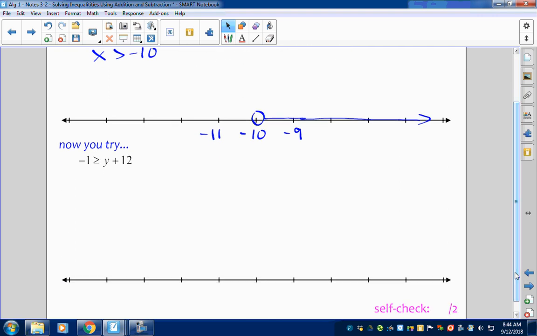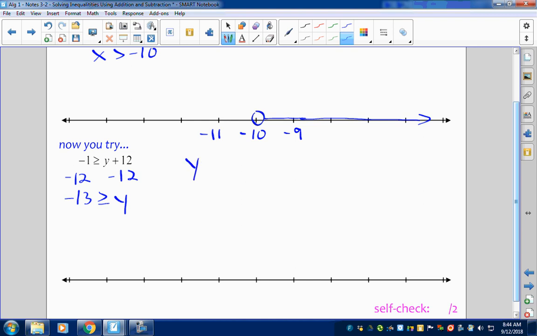And then this one, when we have the y on the right, I would encourage you just to move it around here, just to be consistent. If we flip it around so that it's y is less than or equal to negative 13, I think that might make it easier. Place the negative 13 right here. Negative 13 with a closed circle right there. And then we go to the left.